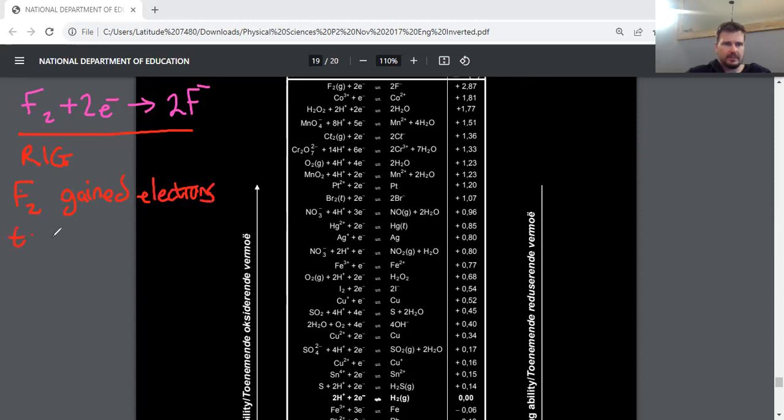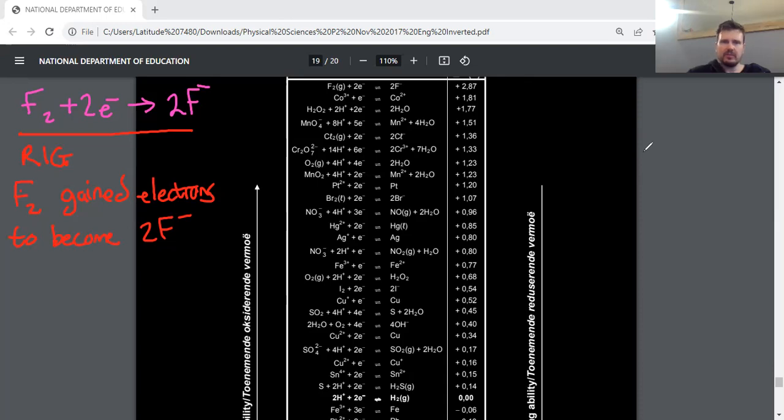F2 gained electrons to become 2F minus. Of course there would be ions involved in this, so the F probably wouldn't be alone. It might be F2SO4 or something like that. We're just writing this half reaction because the F is the thing that gains the electrons. Now, this table tells us exactly when you have two things reacting, which will gain and which will lose.